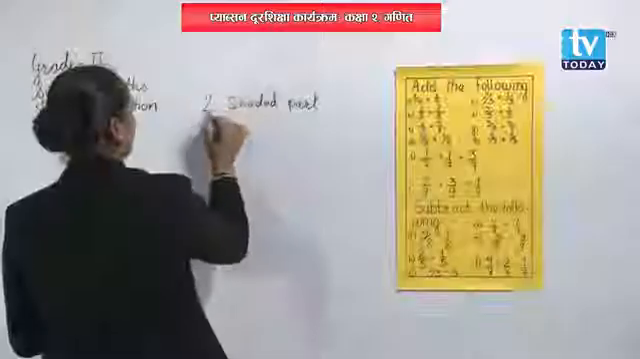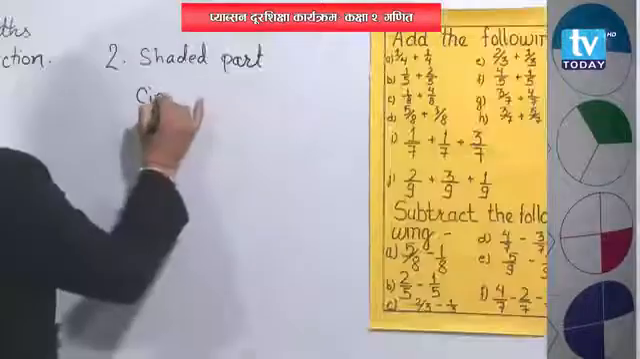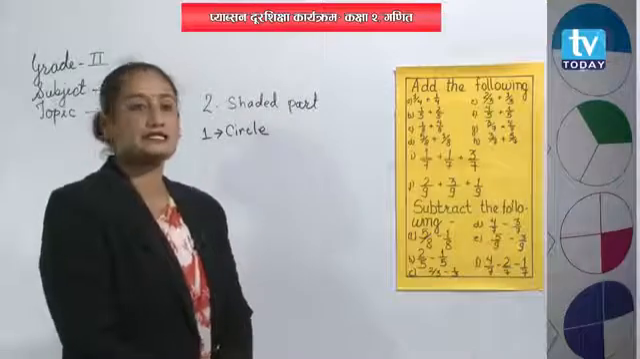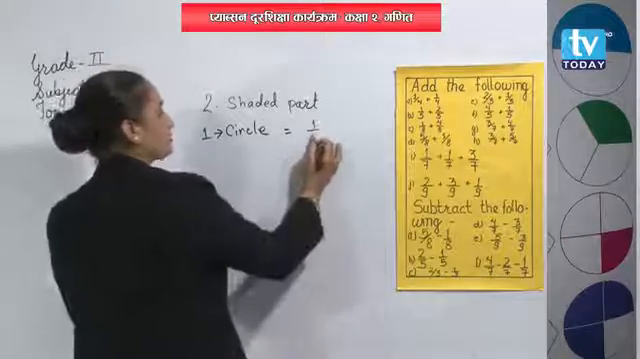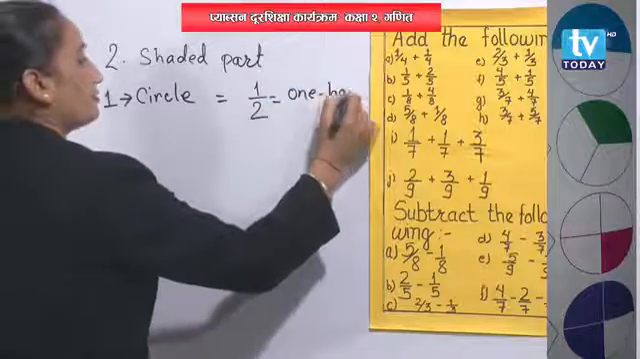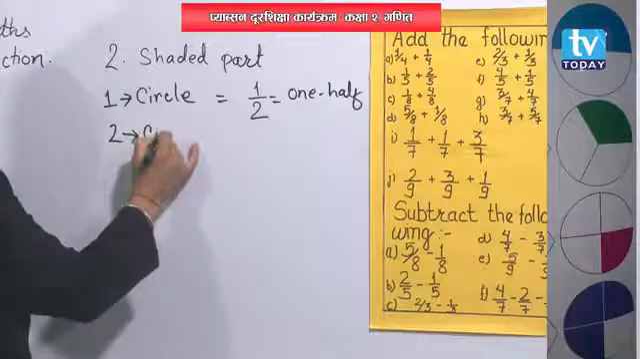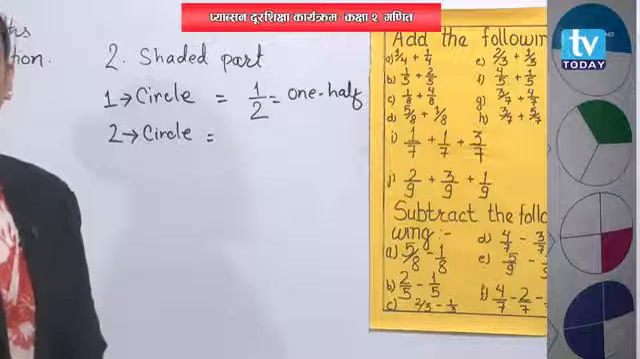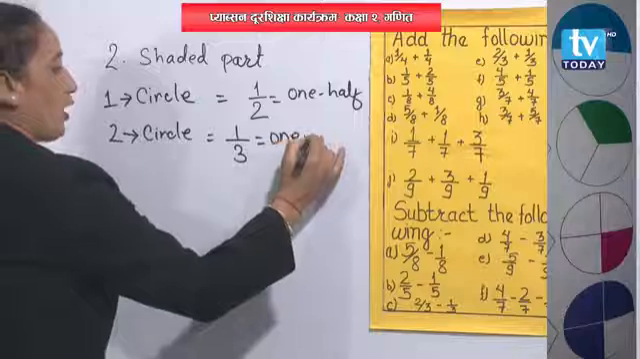Can you write it? First circle. In the first circle, how many parts are shaded? Can you tell me? 1 part is shaded out of 2 parts. So, we call it 1/2. Right, students? Now, second circle. That second circle is divided into 3 parts. Out of 3 parts, 1 part is shaded. We call it 1/3.